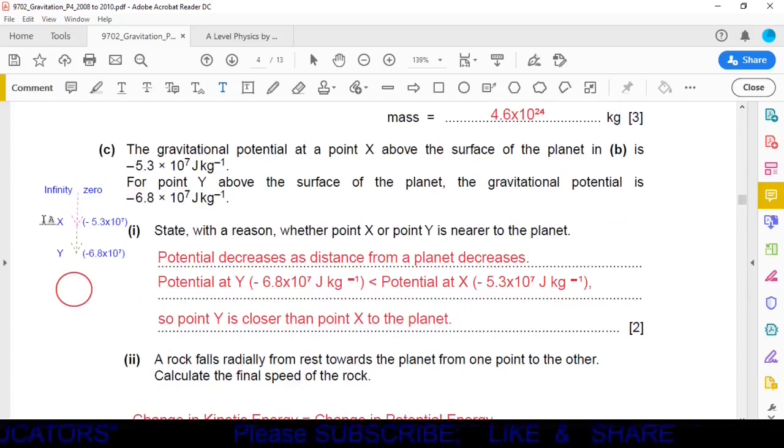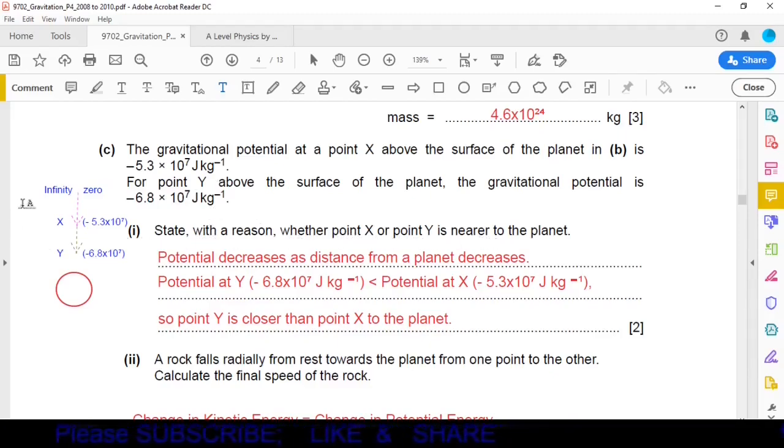Part C. The gravitational potential at point X above the surface of the planet in B is -5.3 × 10^7 joule per kg. For point Y above the surface of the planet, the gravitational potential is -6.8 × 10^7 joule per kg. State with the reason whether point X or point Y is nearer to the planet.